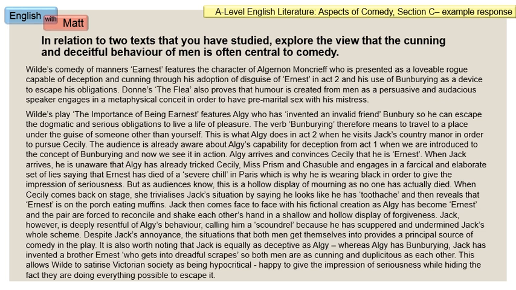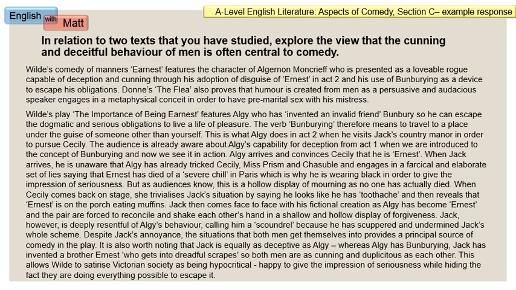So we have now a paragraph all about Act 2 of Earnest, where Algy comes in the process of Bunburying. So Wilde's play, The Importance of Being Earnest, features Algy, who has invented an invalid friend, Bunbury, so he can escape the dogmatic and serious obligations to live a life of pleasure. The verb Bunburying therefore means to travel to a place under a guise of someone other than yourself. This is what Algy does in Act 2 when he visits Jack's country manor in order to pursue Cecily. The audience is already aware about Algy's capability for deception from Act 1 when we are introduced to the concept of Bunburying, and now we see it in action. Algy arrives and convinces Cecily that he is Earnest.